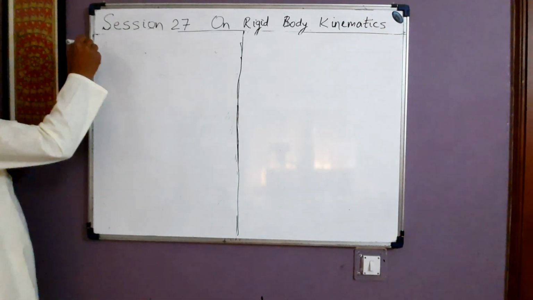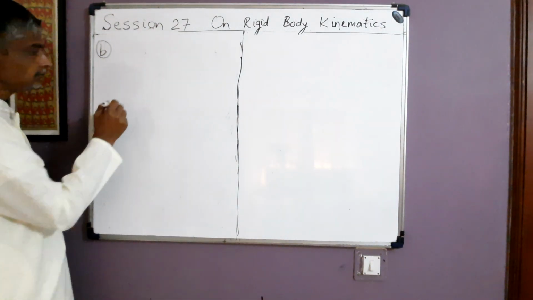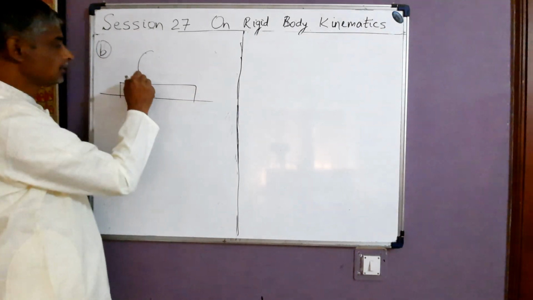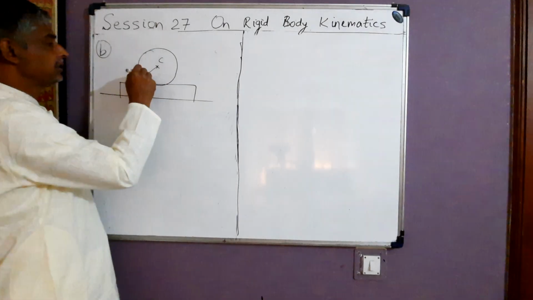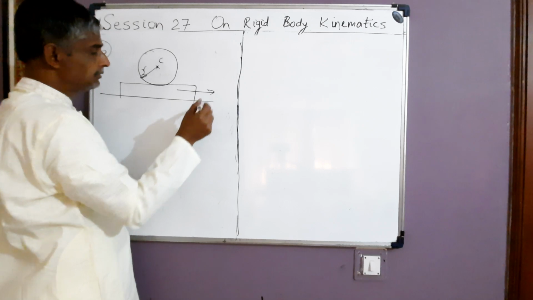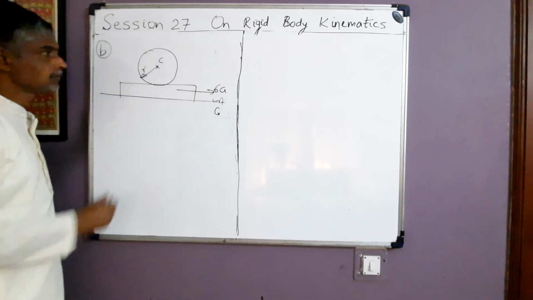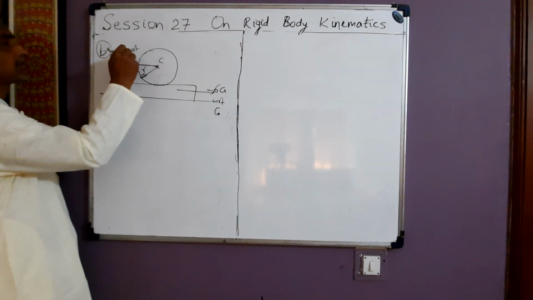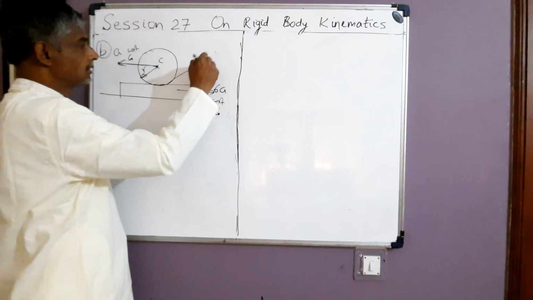I take up another example, sub case B. Again, I draw the diagram. This is a translating plank. This is a circular drum with center at C and radius R. The plank moves rightward at a constant speed 6a with respect to ground, and the center moves at an acceleration of a with respect to ground. Here, pure rolling takes place.